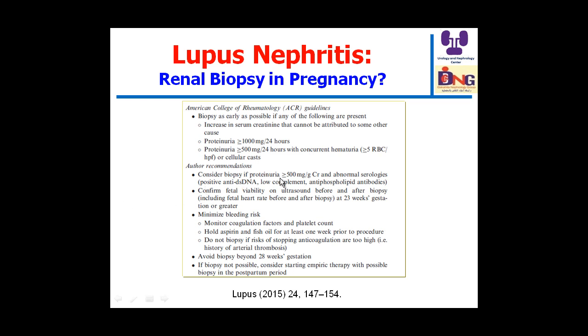Consider biopsy with proteinuria above half a gram, abnormal creatinine, and abnormal serology: positive anti-dsDNA, low complement, and phospholipid antibodies. Confirm fetal viability on ultrasound before and after biopsy. Minimize bleeding risk. Monitor coagulation factors and platelet counts. Hold aspirin and fish oil for at least 1 week before the procedure. Don't biopsy if the risks of stopping anticoagulation are too high, like a history of arterial thrombosis.